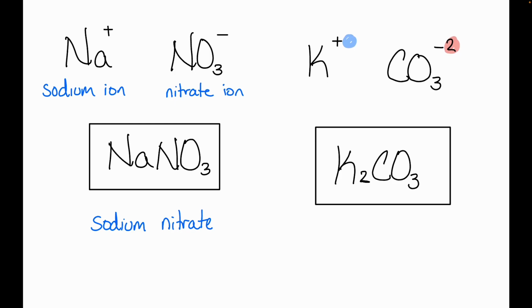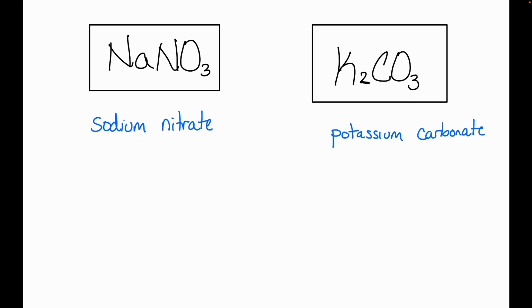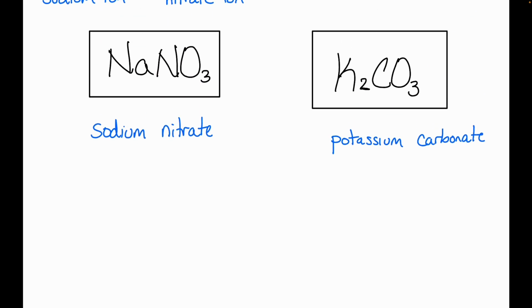And then how are we going to name this thing? This ion is the potassium ion. This is carbonate. So our name here is just potassium carbonate. All right, so now let's do another one here. I want to make one with Cu+3 and SO4-2.